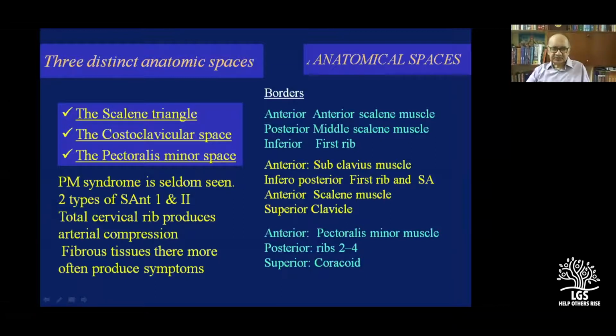Some interesting things about the syndromes: there are two types of muscle fibers in the scalenus anterior, and they have different varieties of contractions that produce symptoms in the majority, while some may not have symptoms. A total cervical rib produces arterial compression. Fibrous tissues due to scar tissues produce compression of the nerves.